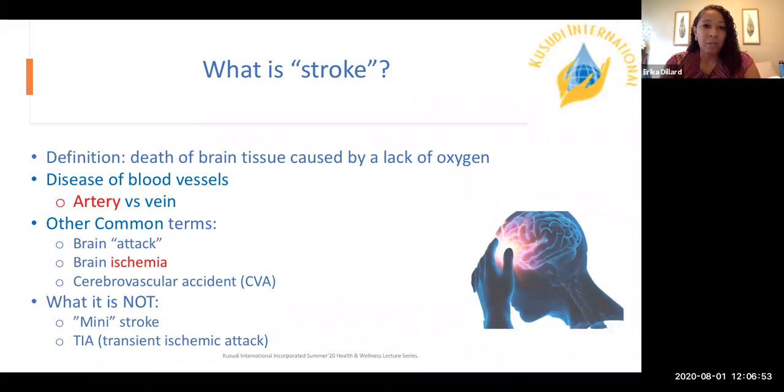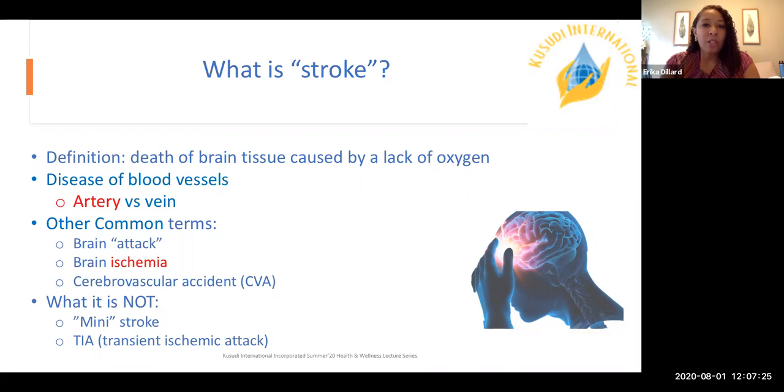Other common terms that are used to signify stroke: you may have heard brain attack before. And you may have also heard brain ischemia. It's more of a technical term to describe the loss of oxygen to the brain and the injury that occurs because of that. And you may have also heard CVA, or cerebrovascular accident, just basically injury that involves the vasculature or the blood vessels in the brain.